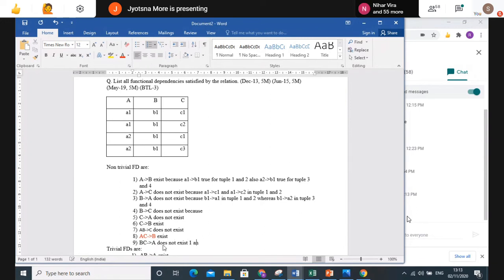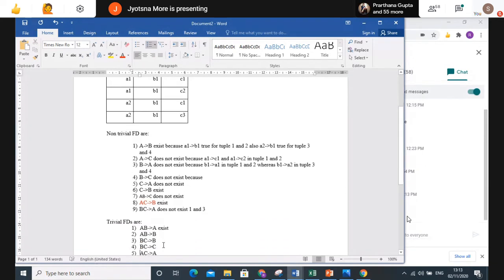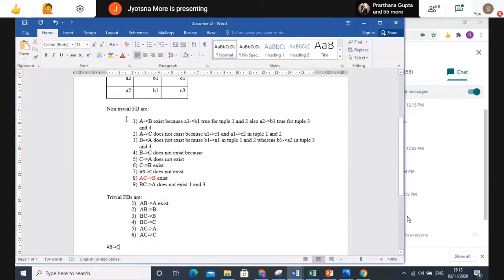Tuple 1 and 3. Right? So any other combination? That's it. Now here, we have already done with this. From this non-trivial functional dependency, which functional dependency did we get? A determines B and C determines B. This functional dependency we got exist, right?